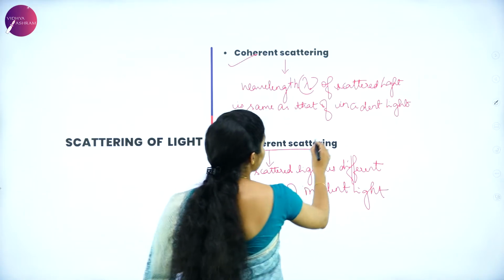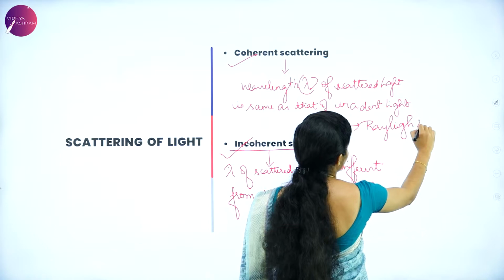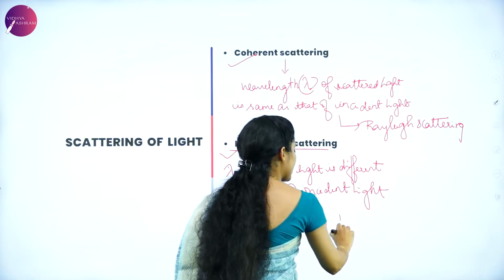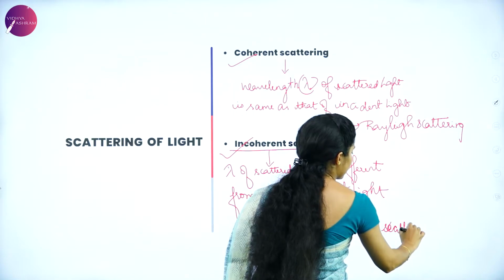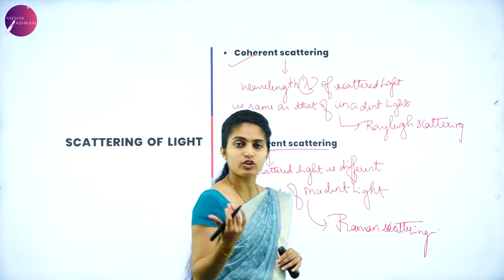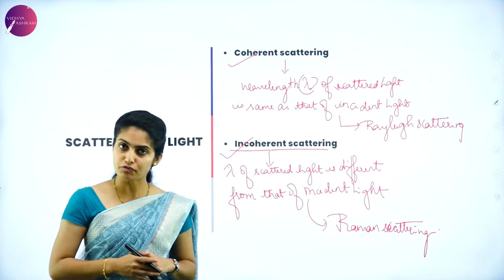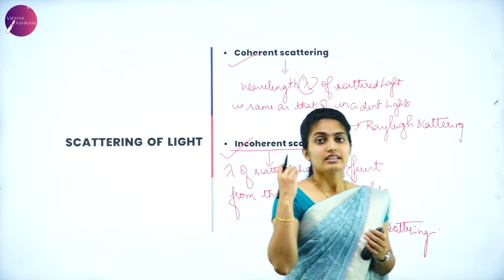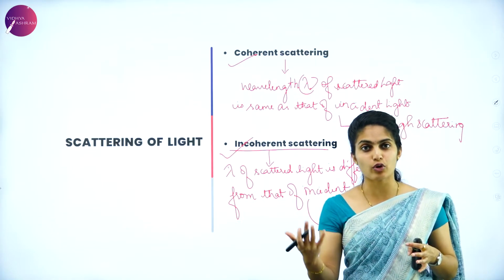So for coherent scattering, we can give this as Rayleigh scattering. And for incoherent scattering, we can give it as Raman scattering. So we have Rayleigh scattering as an example for coherent scattering, and for incoherent scattering we have the example as Raman scattering. So in case of coherent scattering, we can just check into the Rayleigh scattering. It is like the same set of wavelength is occurring which is same as that of the incident light.